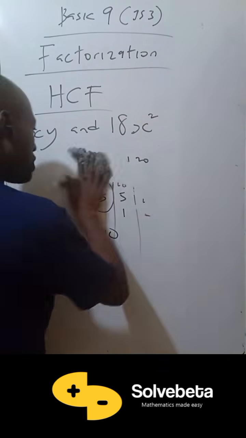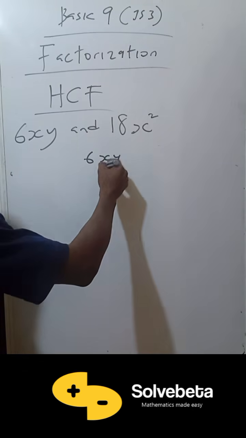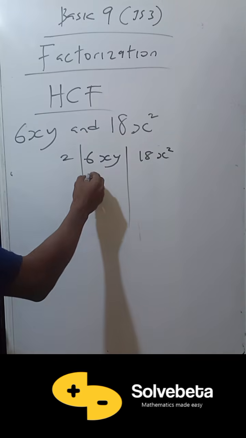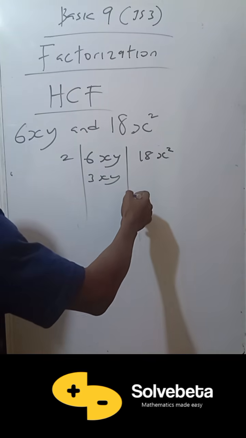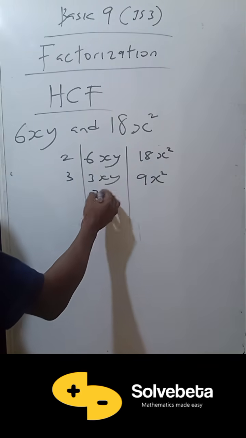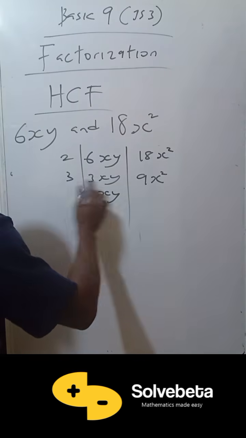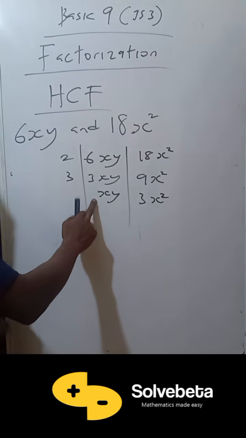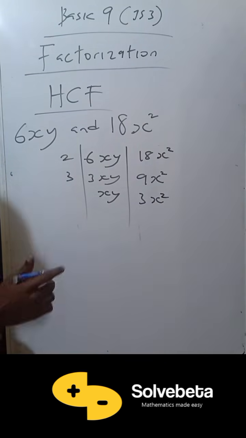Remember that. We'll apply the same thing here. Look at what we'll do. We say 6xy and 18x squared. You begin to divide. 2 can divide both of them. You have 3xy and 9x squared. 3 can divide both of them. 3xy divided by 3 gives xy. 9x squared divided by 3 gives 3x squared. You have xy and 3x squared. No number can divide them again.